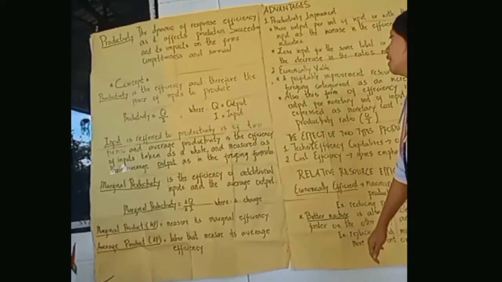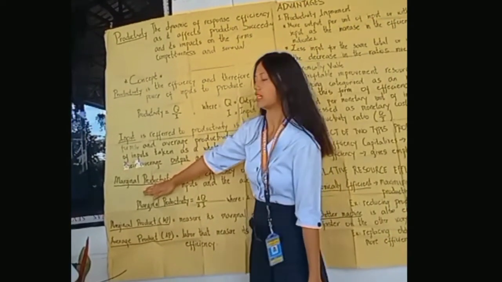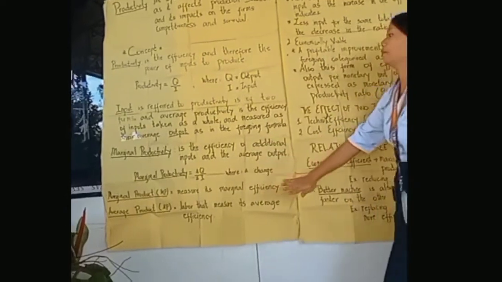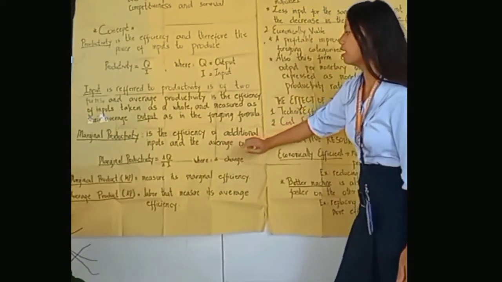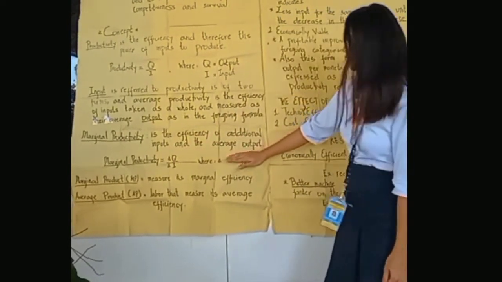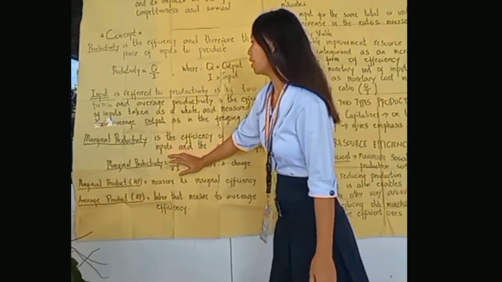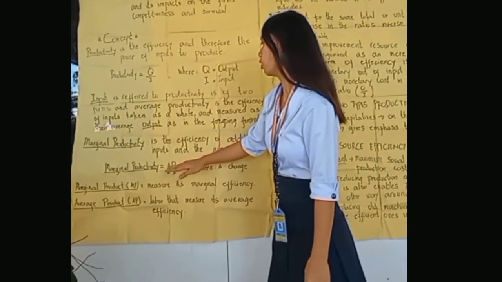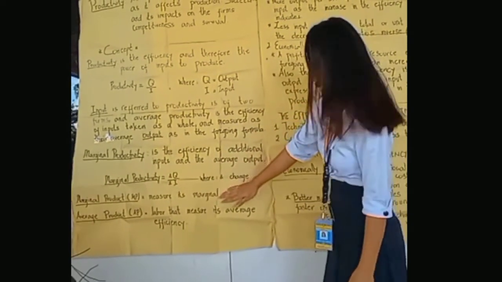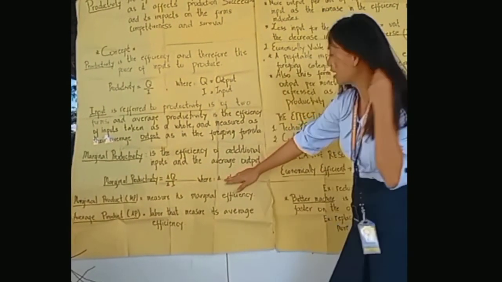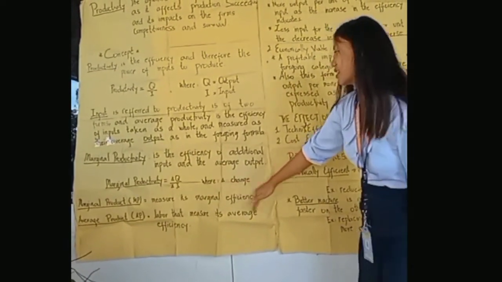So let's go to the marginal productivity. When we say marginal productivity, it is the efficiency of additional inputs and the average of output. So the formula of marginal productivity is equal to change in Q over change in I, where the triangle is the symbol for change.